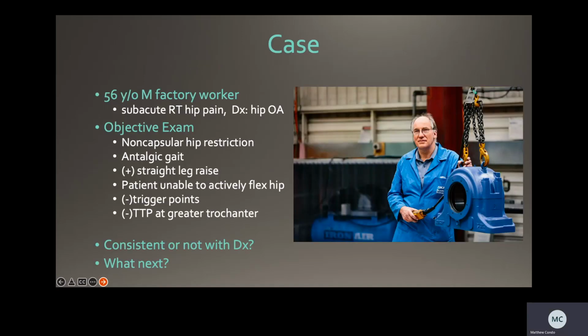So here's a case for you guys. Like I said, this is a 56-year-old factory worker. Here's what we got: subacute right hip pain. His diagnosis was hip OA, right? And this was the case that I had in my last clinic job. I worked in a large industrial setting. So that was my last clinic.